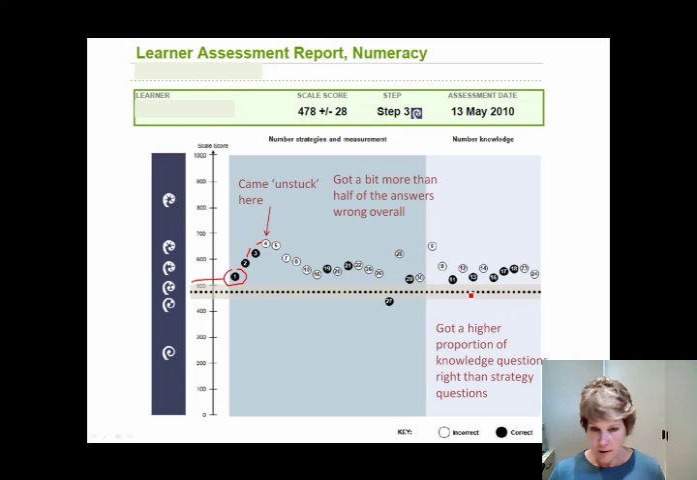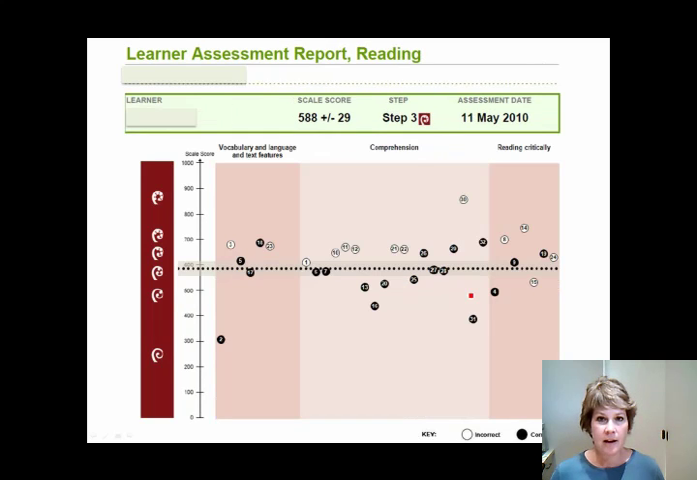Okay, so that was a numeracy assessment. If we look now at a reading report, and again notice that it's a general reading report, and so it assesses four of the five progressions within the Read with Understanding strand of the adult progression. So vocabulary and language, text features, comprehension, and reading critically are all assessed.